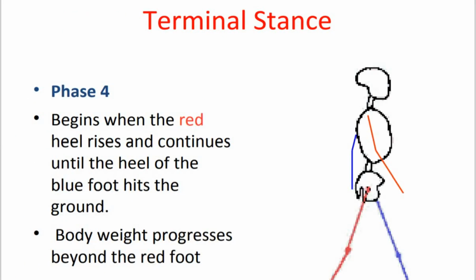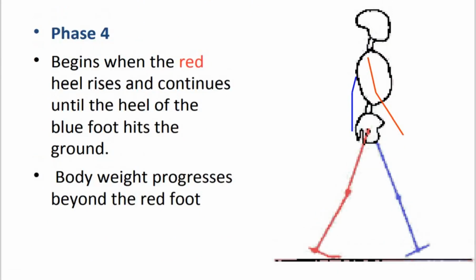This is the fourth phase. It begins when the red heel rises and continues until the heel of the blue foot hits the ground. I can show you the picture also. As you can see, the red heel rises and continues until the heel of the blue foot hits the ground. The body weight progresses beyond the red foot. It progresses to the blue foot.